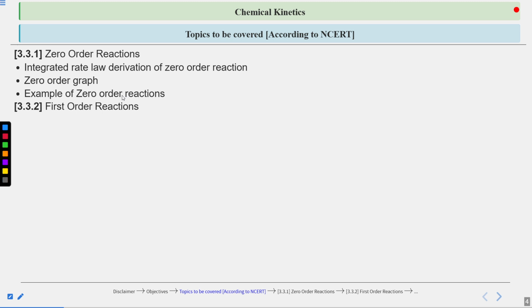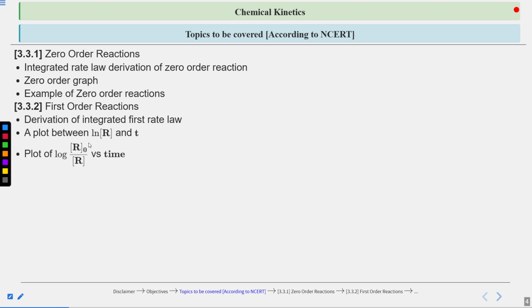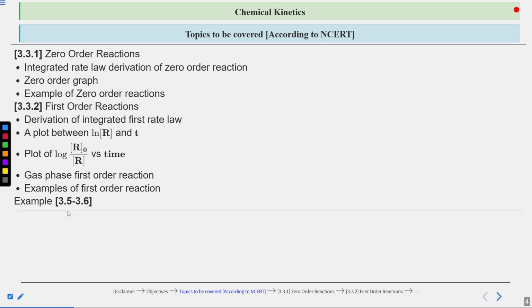Then we will switch to the second subsection, which is 3.3.2, first order reactions. In this, we will talk about the derivation of the integrated first order rate law, a plot between ln R and t, a plot of log R naught by R versus time, and gas phase first order reactions. Then we will see the examples of first order reaction. And lastly, we will cover some examples from 3.5 to 3.6. So let's begin.